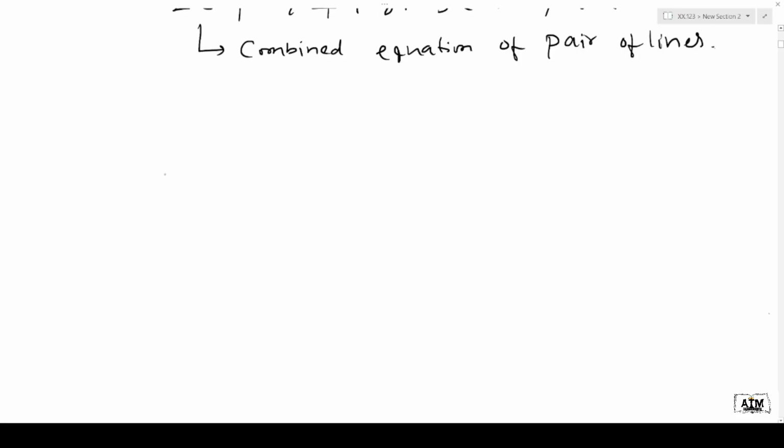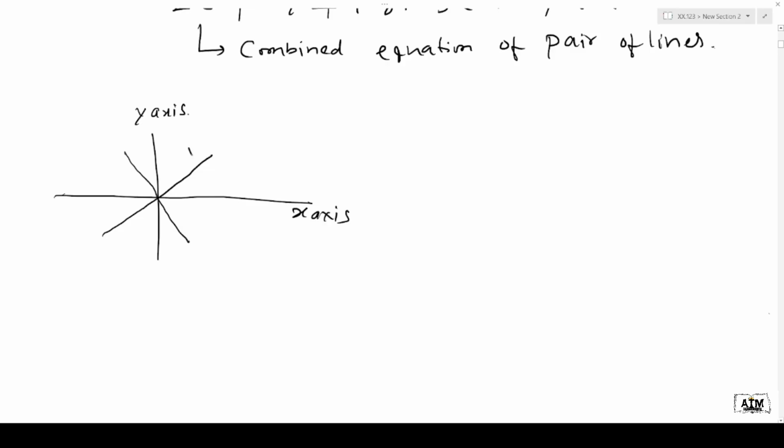Now suppose the lines pass through the origin. For example, this is the x-axis, it is the y-axis. Now both the lines are passing through the origin. This is the first line passing through the origin, this is the second line passing through the origin, and the first line is u equals 0 and the second line is v equals 0. So we got two lines here, u equals 0 and v equals 0. Now to find the combined equation, same idea, u into v equals 0.